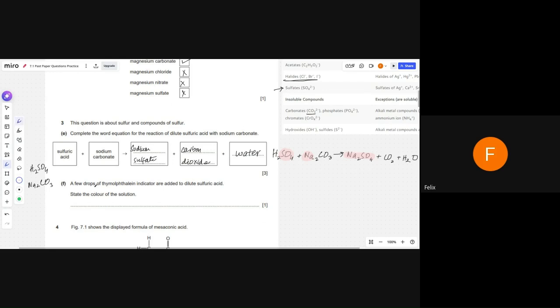Now we take a look at the next one. A few drops of thymolphthalein indicator, okay, that is again a memory-based question, are added to dilute sulfuric acid. And the question says state the color of the solution. So thymolphthalein indicator is colorless, right? And when it comes in contact with acid, it remains colorless. And when it comes in contact with a base or an alkali, it changes to blue, right?